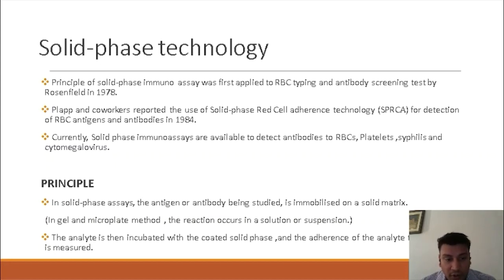In immunohematology, the principle of solid phase assays is that the antigen or antibody which is being studied is first immobilized on a solid matrix. This is in contrast to gel, microplate, and even tube methods, where the reaction occurs in a solution or in a suspension. Here the reaction occurs in a solid phase and the antigen or antibody is already immobilized. Then the analyte which we want to detect is incubated in that solid phase, and the adherence of the analyte to the solid phase is measured. I will explain this with the slide.